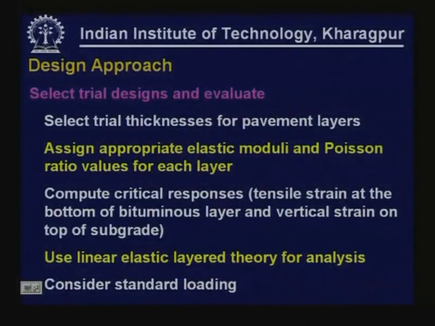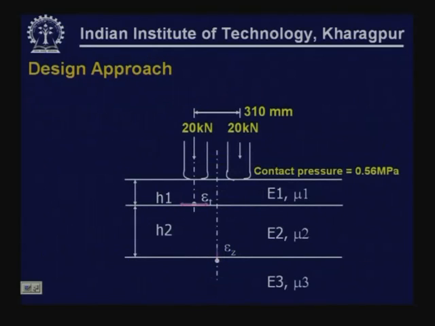Assign appropriate elastic moduli and Poisson ratio values for each layer. We already have the guidelines for assigning them. Then compute critical responses. These are tensile strain at the bottom of bituminous layer and vertical strain on top of subgrade using elastic layer theory. That is what is indicated in the next point. Use linear elastic layer theory and consider standard loading conditions. So, this is how we analyze the selected pavement or trial design.